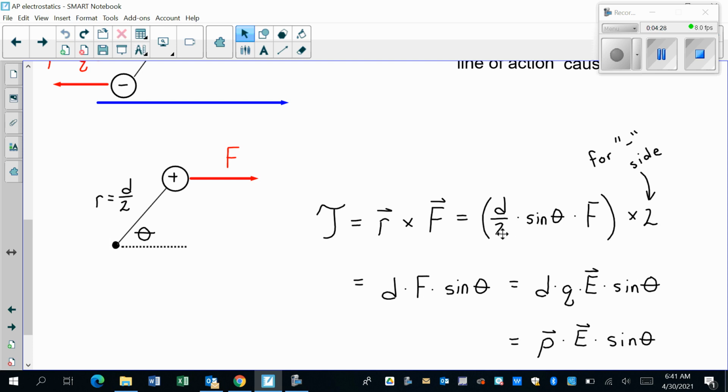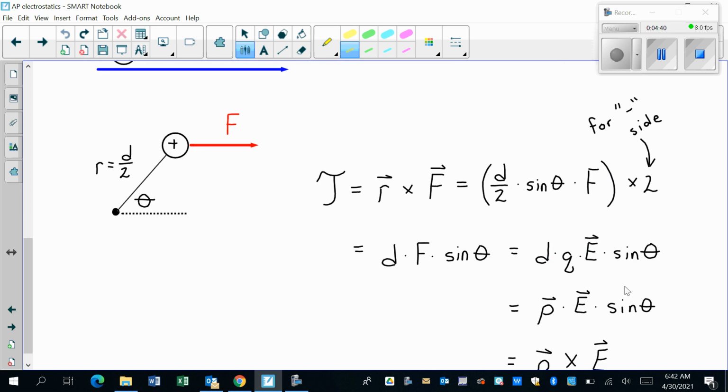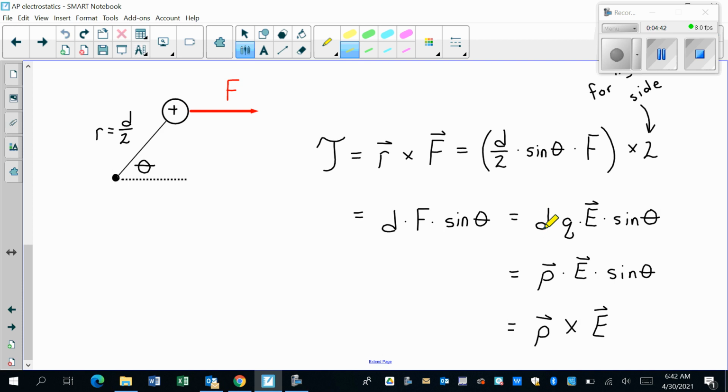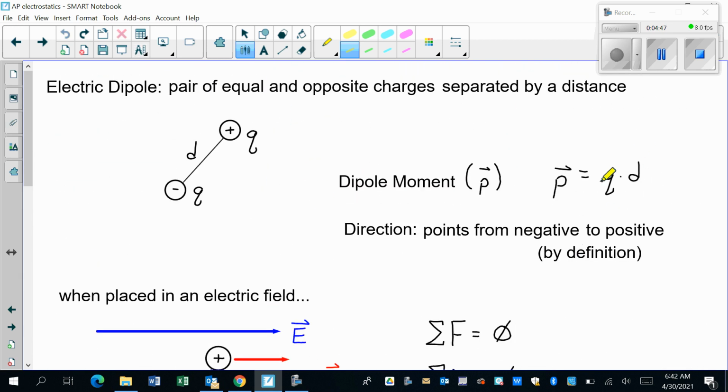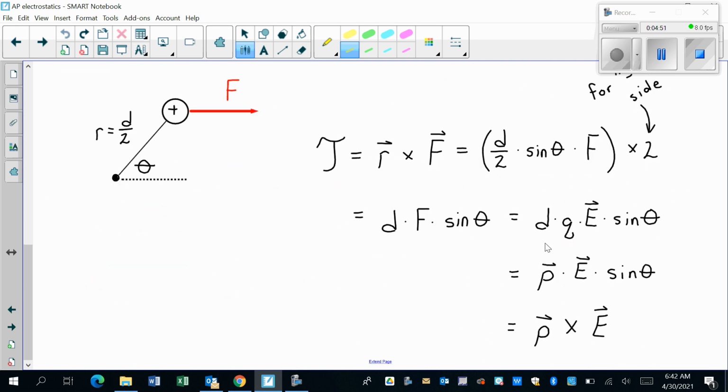So I double it, takes away the 2. Instead of force, what I'm going to do is put in Q times E. So I have my distance, I have my force Q times E. Sine is still there. And when I come down here, I recognize that D times Q, scrolling up, D times Q all the way up here is going to be that dipole moment, letter P. So I can replace that letter P there. So P times our electric field times the sine.